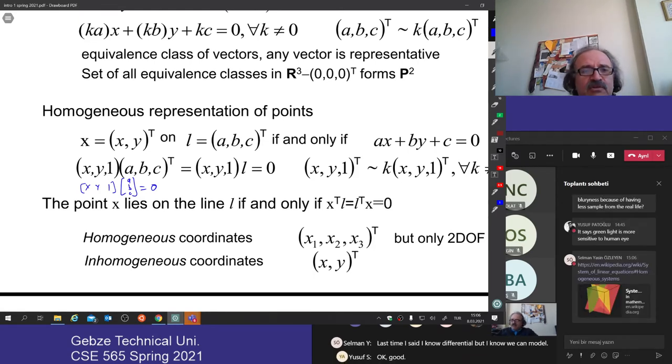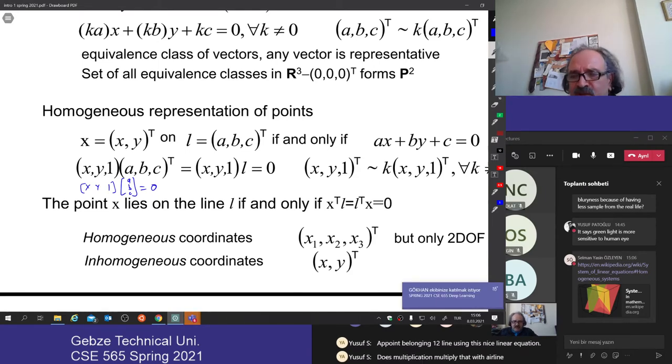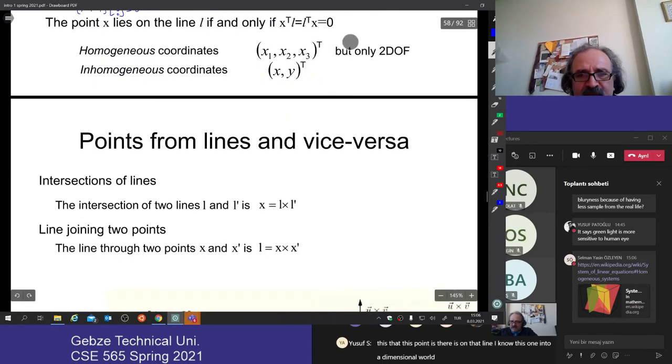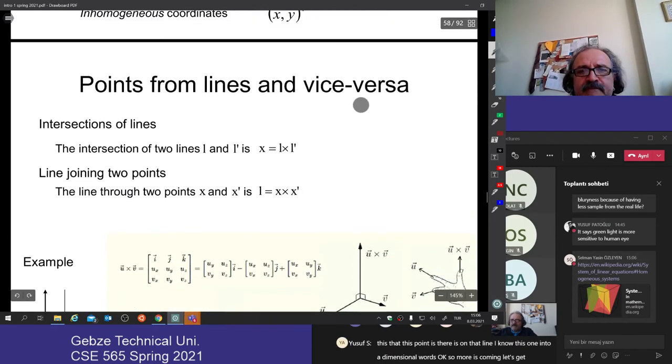So that's it. So what did we do? I represented a point belonging to a line using this nice linear equation. Just multiplication: multiply the point with a line. If you get a zero, this point is on that line. I know this one in two-dimensional words. Okay, so more is coming. Let's look at more.